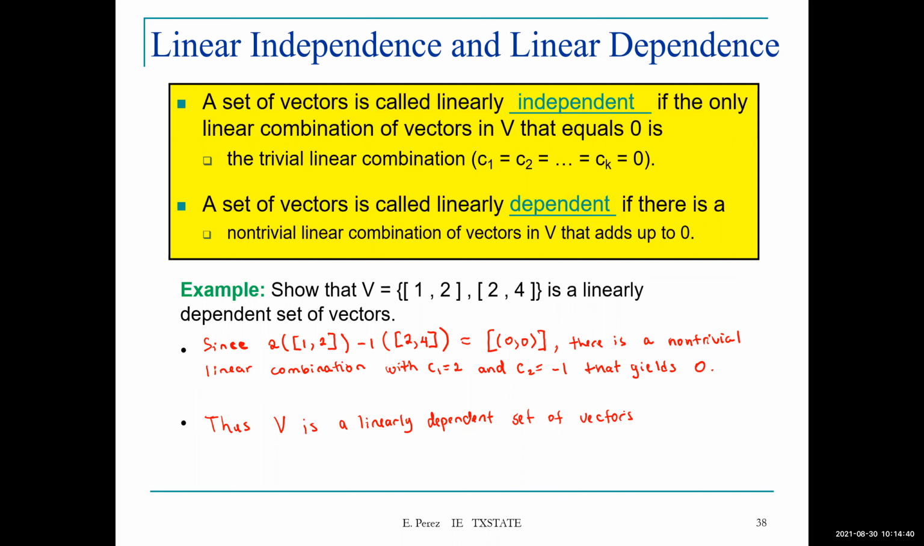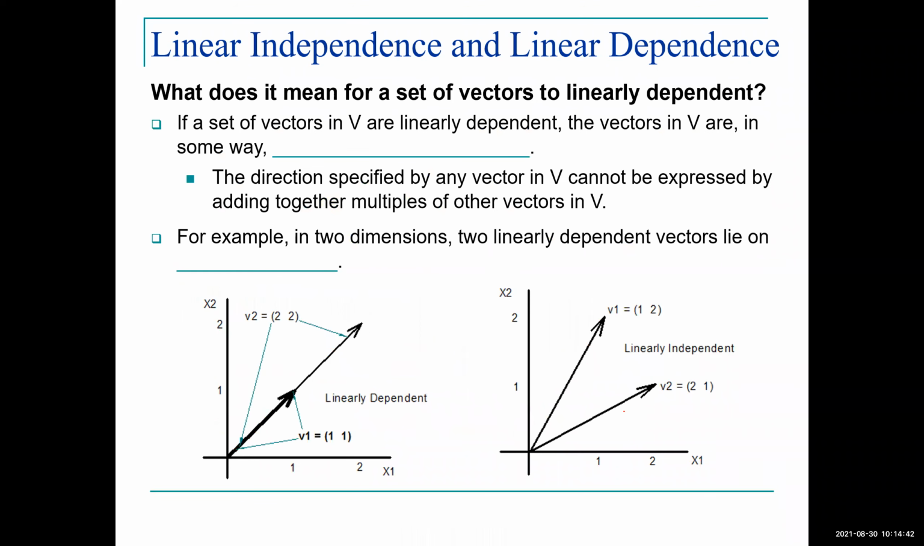Questions? Okay. So what does it mean for a set of vectors to be linearly dependent? If the vectors in V are linearly dependent, they are in some way not all different vectors. The direction specified by a vector in V can be expressed by adding together multiples of the other vectors in V.